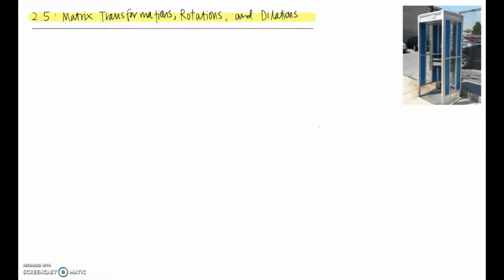Welcome back. We're in section 2.5, and this section is titled Matrix Transformations, Rotations, and Dilations.